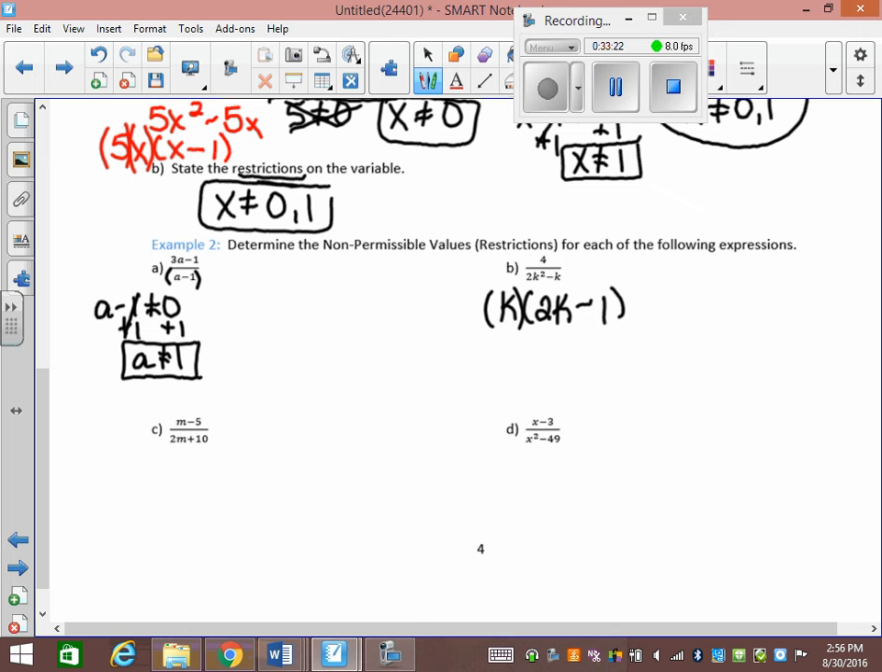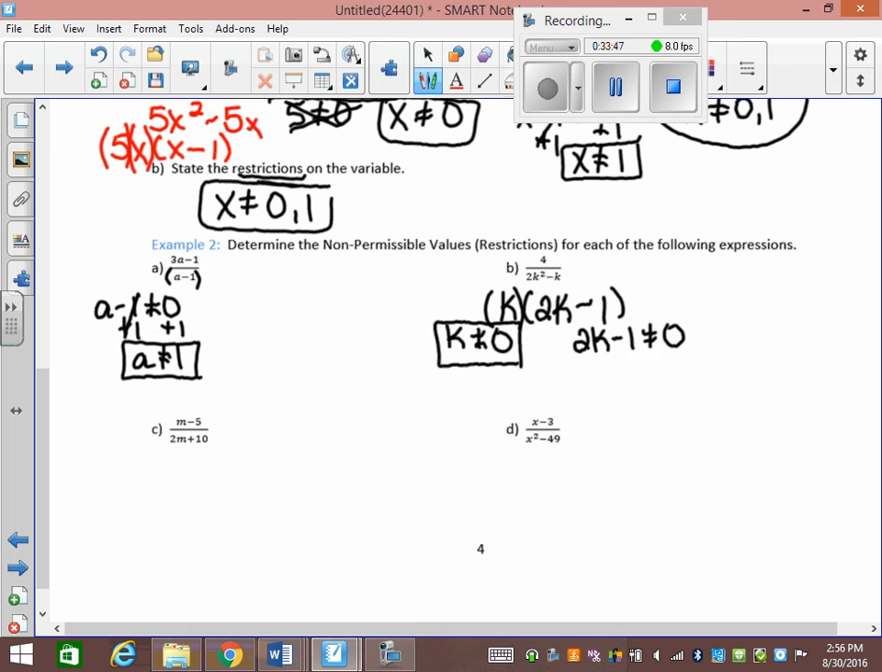Now you see why I say it. So this one can be 2 because it's not a square. Right? So we set them each equal to 0. K can't equal 0. 2k minus 1 can't equal 0. This one's done. K can't equal 0. Then that one, I just solve like normal.